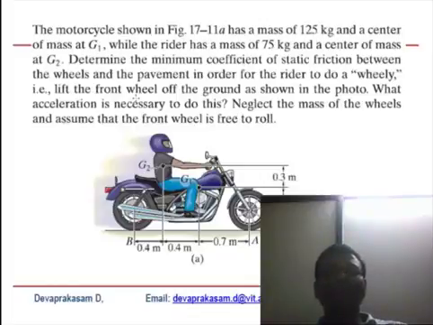If you see the term wheelie, you have to read very carefully. A wheelie is raising the front wheel, so the friction at the front wheel is zero. Neglect the mass of the wheels and assume that the front wheel is free to roll, so there is no friction. Emphasize that.